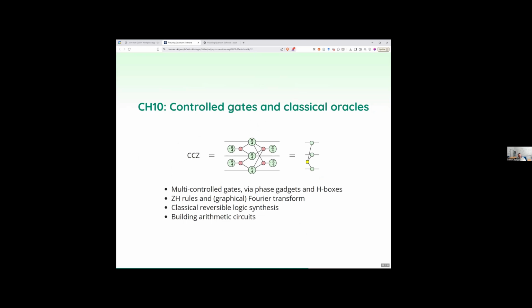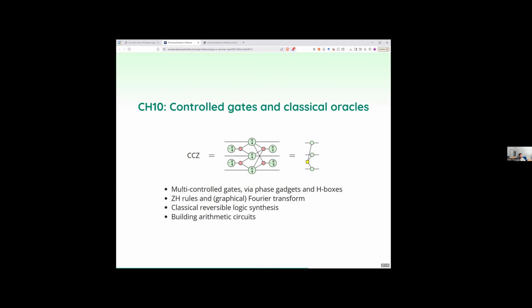Chapter 10 is about controlled gates, multi-controlled gates, and classical oracles. Okay, I won't go into too much detail here. I just sort of put some keywords here. The main new ingredient we introduce here is these things called H boxes. So some people are probably familiar with the ZH calculus of me and Miriam from some years ago. These are a convenient way of representing things like multi-controlled gates. Like this CCZ gate looks like this constellation of phase gadgets, or it looks like a single H box.